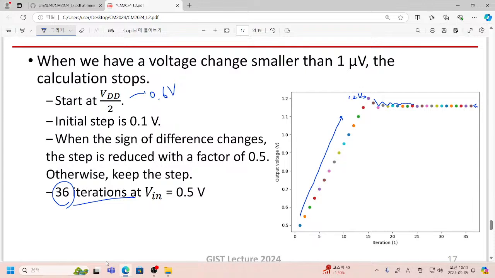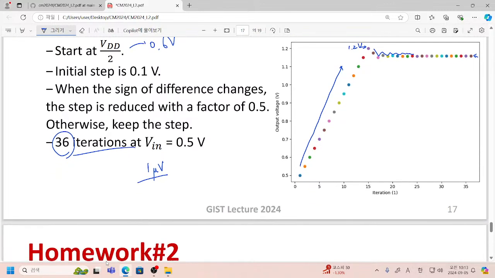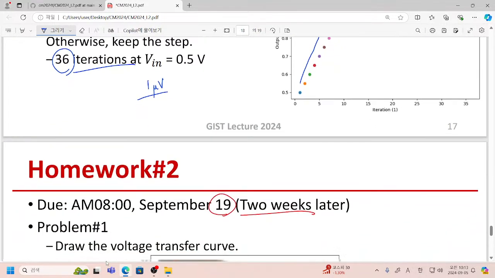So we need 36 iterations to have the error smaller than, if I remember correctly, 1 microvolt. My stop criterion was the voltage change, the step value, lower than 1 microvolt, and we need quite many iterations. So anyway, you can try this trial and error approach.